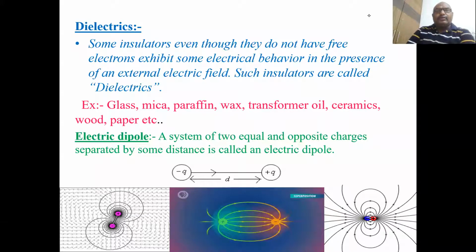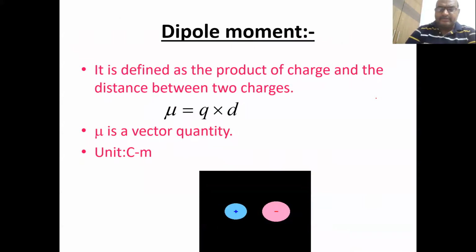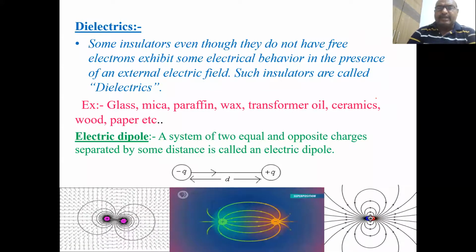Some insulators, even though they do not have free electrons, exhibit some electrical behavior in the presence of an external electric field. Such insulators are called dielectrics. A dielectric offers high resistance and its energy gap is nearly 3 electron volts. The best examples of dielectric materials: glass, mica, wax, transformer oil, ceramics, wood, paper, ebonite.